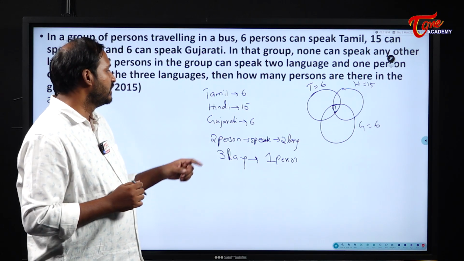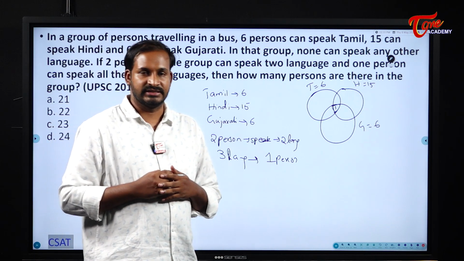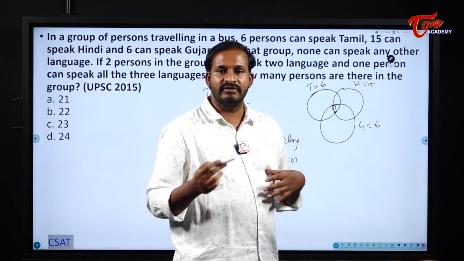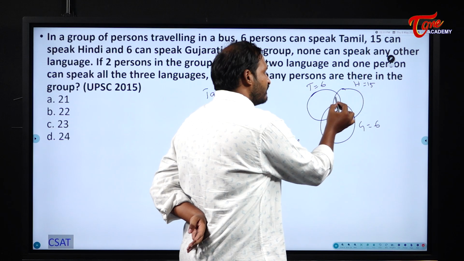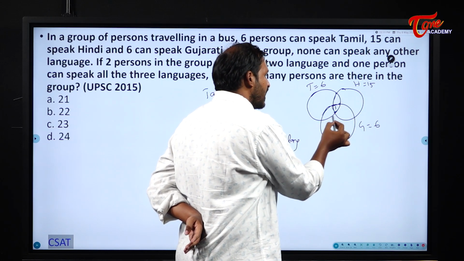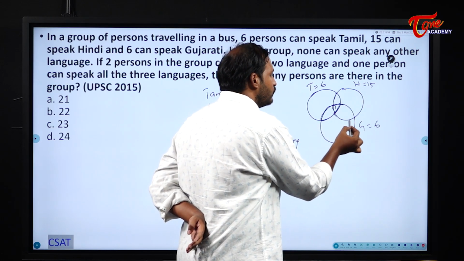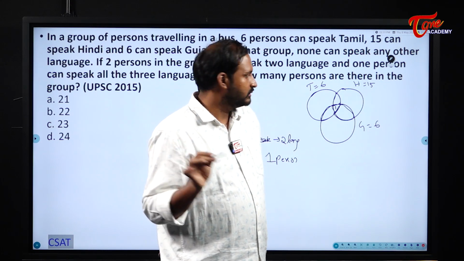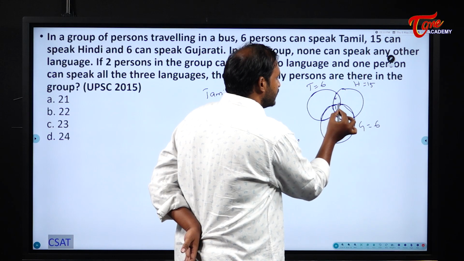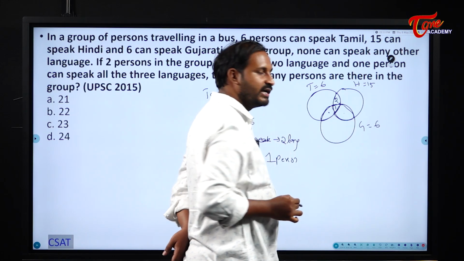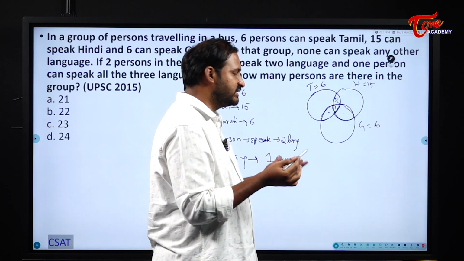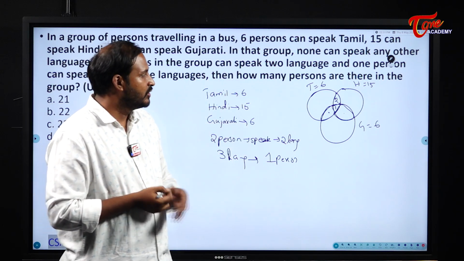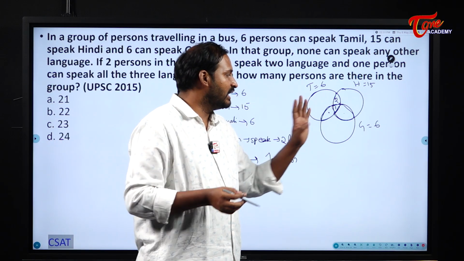Next category. 2 persons can speak 2 languages. See here, where are the 2 language intersections? This is a 2 language intersection, this is a 2 language intersection and this one is a 2 language intersection. It is up to you. Let us assume I will put that 2 here and there is no one here and here for the time being. Why? Because I don't know exactly. In the question also they didn't mention. You can put this 2 anywhere you want and leave the other.